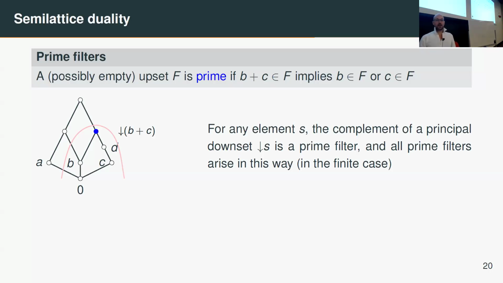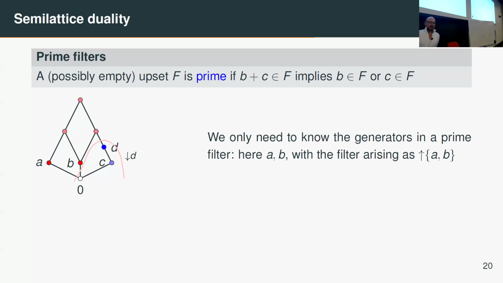And conveniently, in the finite case, these are just the complements of principal downsets. So if I take any point here, so here I've taken the point B plus C, and I've looked at its downset, then the complement of that will be a prime filter, and every prime filter arises in this way. So they're just the complement of principal downsets. In the infinite case, of course, you can get prime filters that are not complements of principal downsets. But anyway, in the finite case, it's just this. So here's another one, the principal downset of D, and we get a slightly bigger filter.